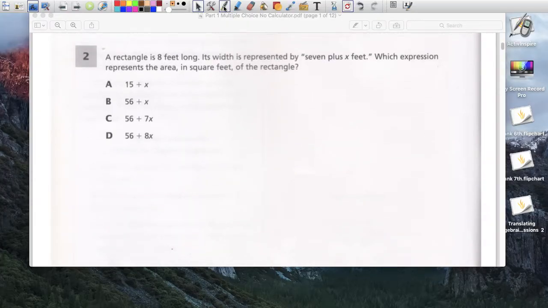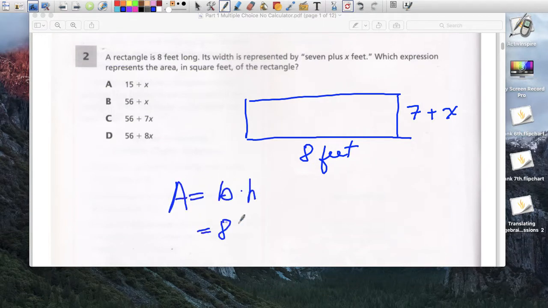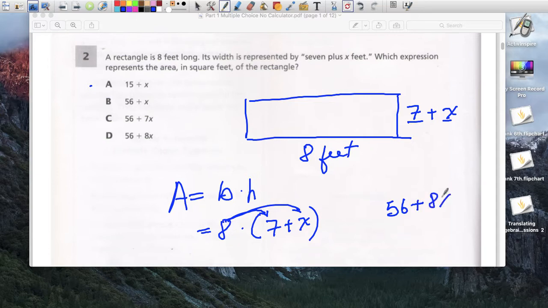Two. A rectangle is 8 feet long, so one thing you can do is actually draw the rectangle. 8 feet. And the width, this part here, is represented by 7 plus x. Which expression represents the area? Well, how do we find the area of a rectangle? It's base times height, right? The base is 8, and the height we put in parentheses, because it's made up of two terms here: 7 plus x. Now, notice that this doesn't look like any of these, but if you use the distributive property, you get 8 times 7, which is 56, and 8 times x, which is 8x. And we have an answer. 2 is D.